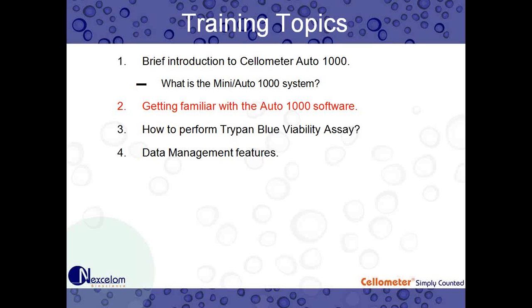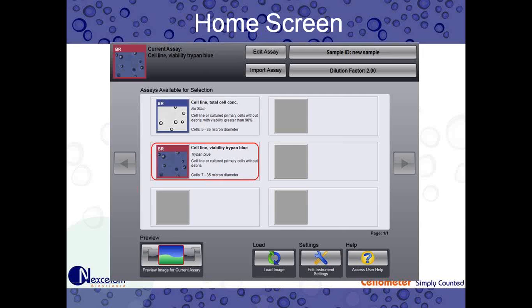So next we're going to get familiar with the Auto 1000 software and home screen. This is what you see when you start the instrument, and this is where you select your assays. Starting at the top, it shows our current selected assay, in this case the Cell Line Viability Trypan Blue assay. Our current assay is outlined in red to show it is selected. Number 2 and 3 are the sample ID and the dilution factor. The user can input a custom sample ID as well as a dilution factor based on the final dilutions of the cells in the slide. And I'll go more into that a little later.